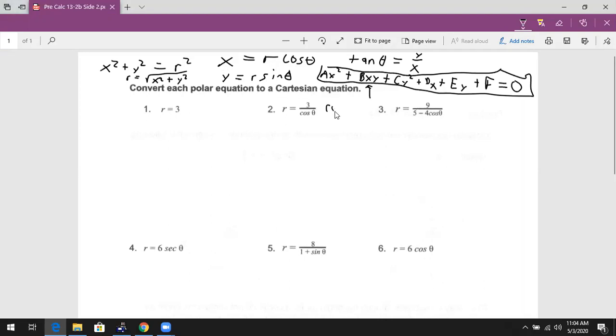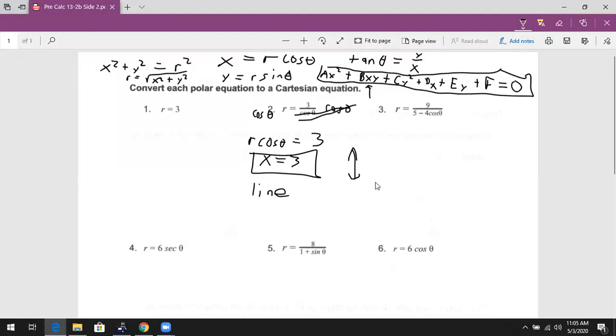So what I'm going to do is take both sides of this equation times the cosine of theta. When I do, over here I get r cosine theta equals, and here I get 3. Well, r cosine theta is x, so x equals 3 is our equation in Cartesian form. And that is just a line, x equals 3. Remember, x equals equations are vertical lines.